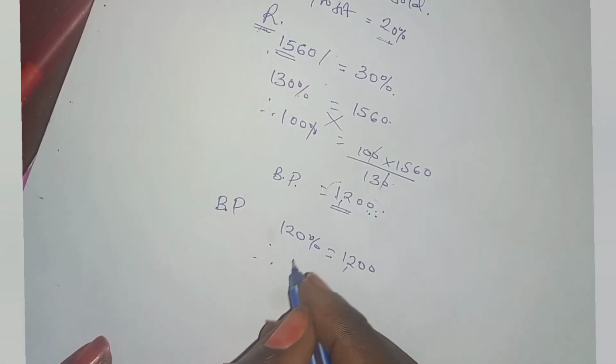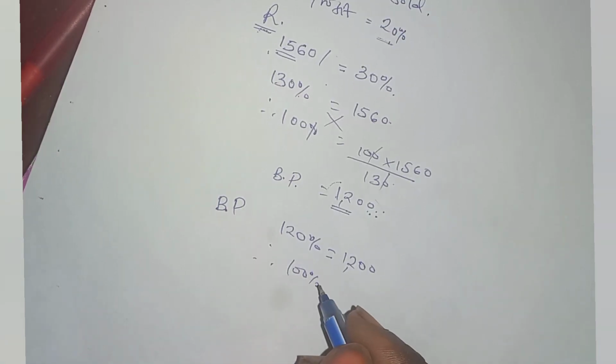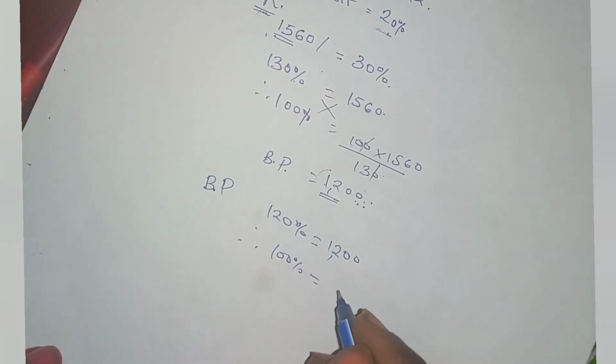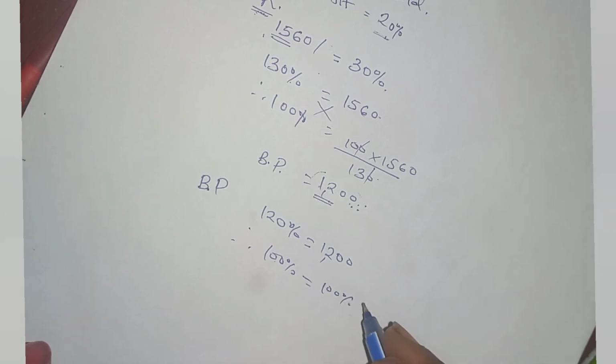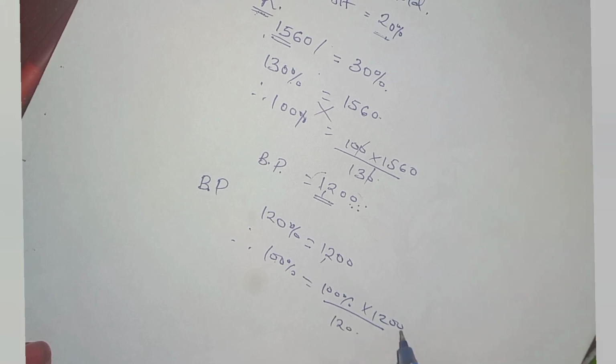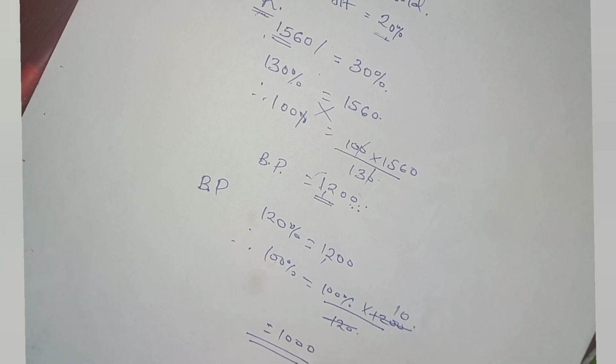What about 100%? Because that 100% will now be the price at which the wholesaler bought the radio. 100 times 1,200 divided by 120. Now this one will go here 10 times. Now the answer here will be 1,000. So the wholesaler here bought the radio at 1,000, then sold it at a profit of 20% to the retailer, then the retailer later sold it again to a customer.